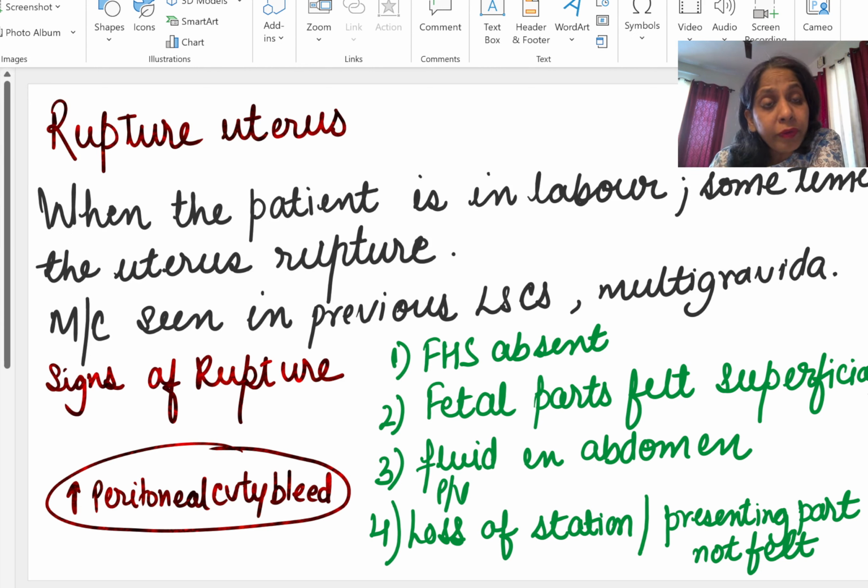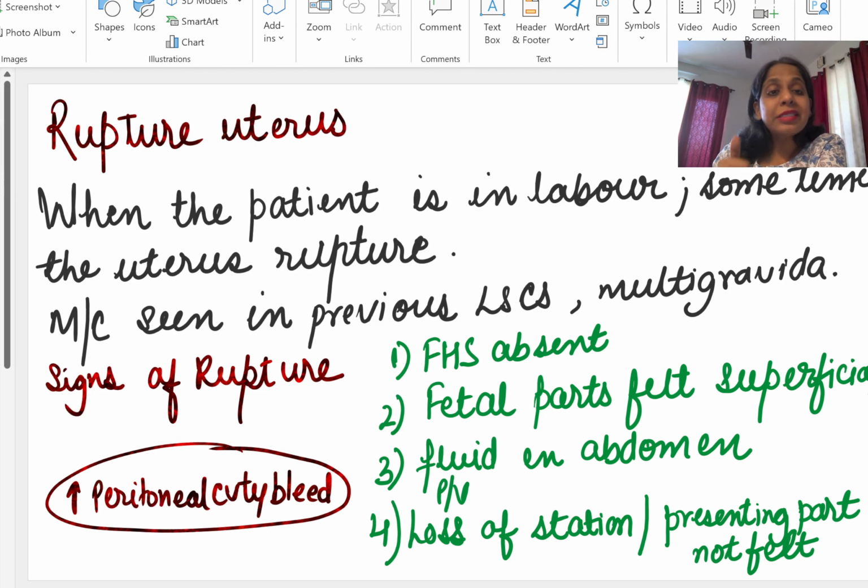Now, how will we come to know clinically that this uterus has ruptured? Okay, number one sign is that when the uterus ruptures, the fetus and the fluid all come into the peritoneal cavity, right? So the fetal heart sound will be absent, because the fetus will expire. The fetus will die, so the fetal heart sound will be absent and it will be an IUD.